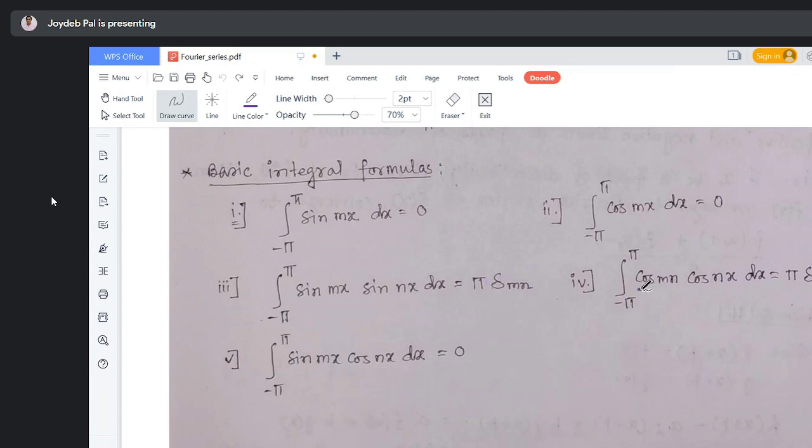Similarly if these both, instead of sin, are cos, that is also pi into delta mn. That means if m not equals to n, the value of the integration is 0, and if m is equal to n, that is not mn, that is mx. So if m is equal to n, then the value will be pi.